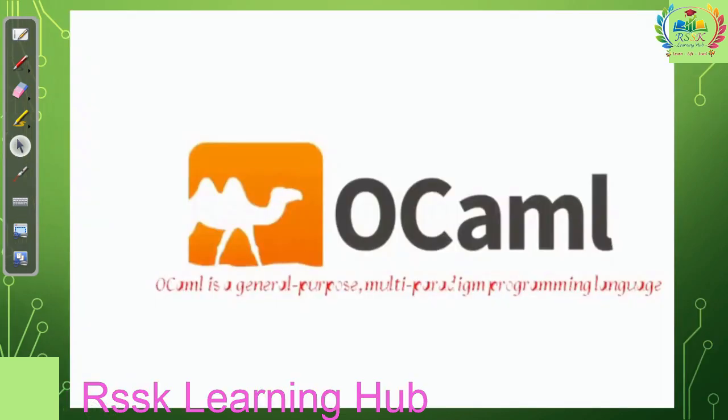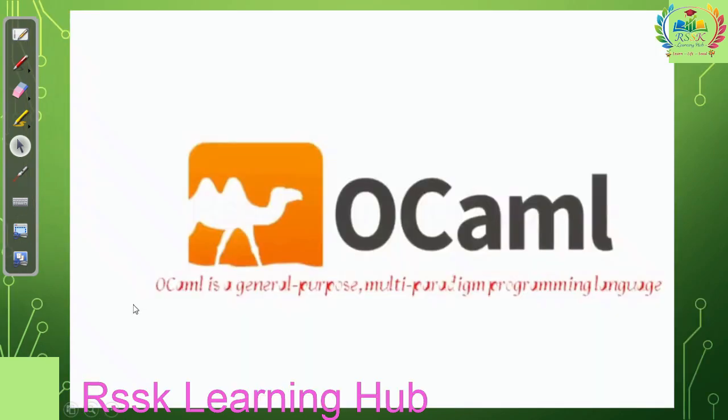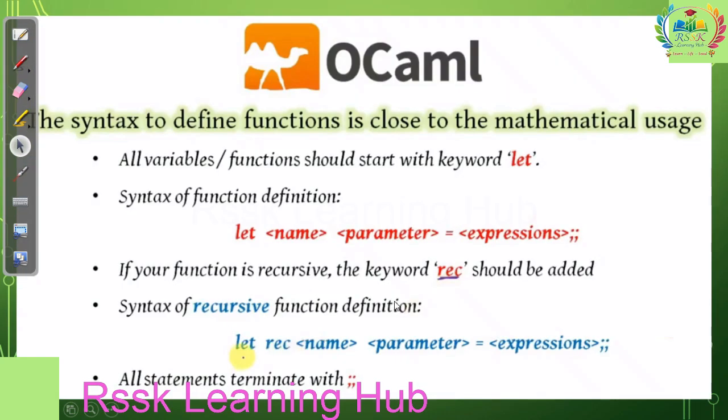Now we are going to see OCaml coding for knowing parameter with type and without type. OCaml is a general purpose multi-paradigm language. Now see this one, I will show you the syntax. Before going into any programming language, you have to come across this word called syntax. Syntax is the basic procedure for writing your program code.